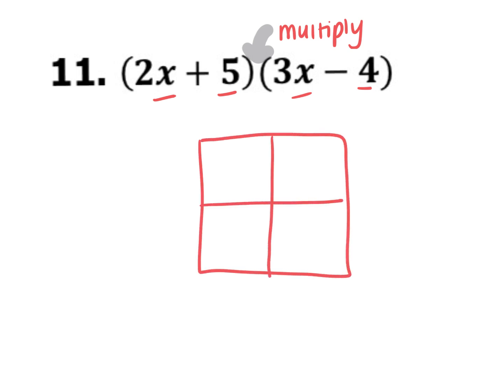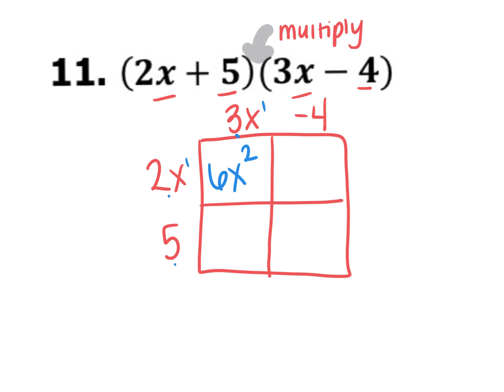We need to make sure that we do the 2x plus 5 together on one side and the 3x minus 4 together on the other side. So let's go ahead and let's multiply. 3 times 2 gives me 6. Now this is an x to the first and an x to the first. So an x to the first times an x to the first gives me an x squared.